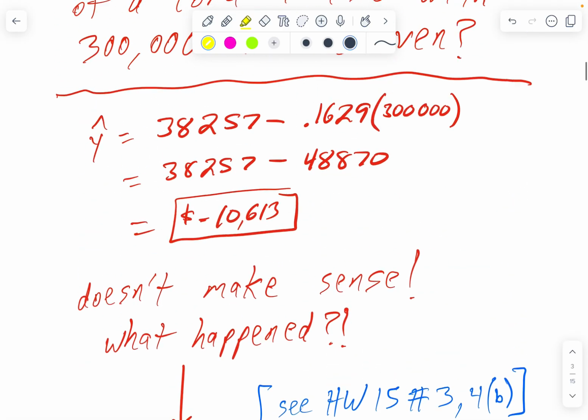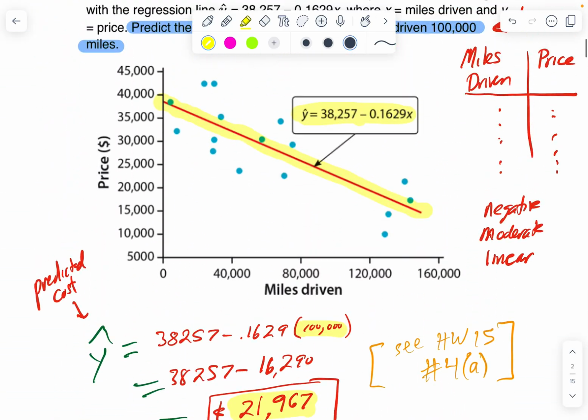So if we scroll back up to the original data set, it appears that we have information on trucks that have been driven just a little bit more than zero, so maybe like 5,000 miles or so, up to what appears to be trucks that have been driven about 150,000 miles.